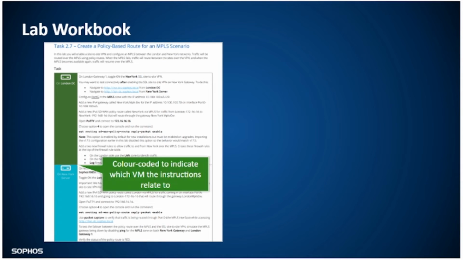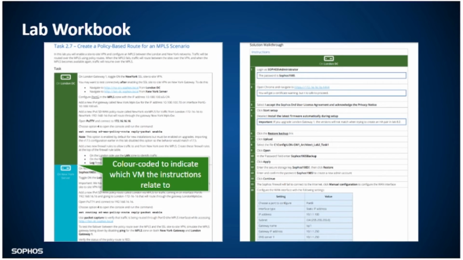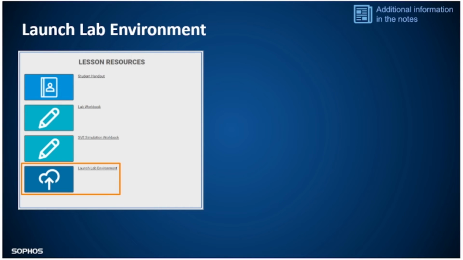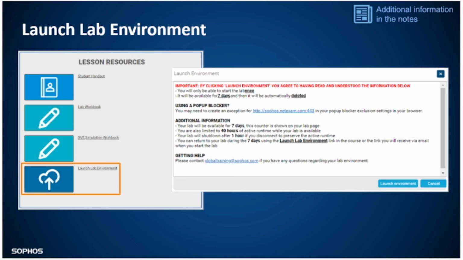The guide is color-coded to indicate which virtual machine you should complete the steps on. In the solution walkthrough for each lab task, you will find each step for completing a lab task. When you select to launch your lab environment, a pop-up message will be displayed. The information includes the amount of times you can launch the environment, how long the environment is available to you, information regarding pop-up blockers to ensure you can access your environment, and how to get help. We strongly recommend reading this information before you launch the lab environment.